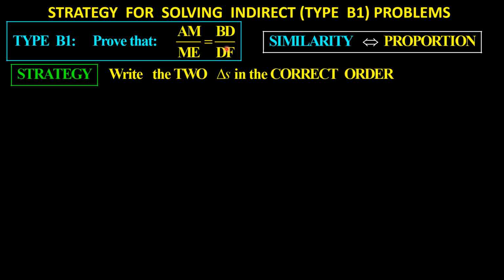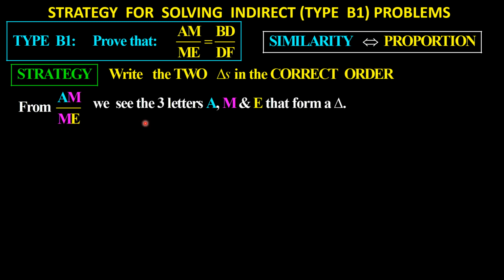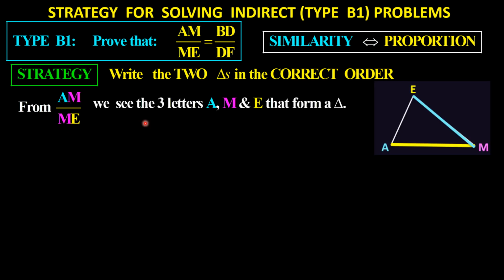It's a ratio equal to a ratio. So let's take the first ratio, in this case we write it as AM over ME. And what I'm going to do here is just color code it to make it easy. There's an A and an M and an M and an E. What do we notice there? How many letters are there? Only three. An A, an M, and an E. So from that, we can identify three letters, right? And if I have three letters, they can form a triangle. There I have A, M, and E, and I've just color-coded it the same way.